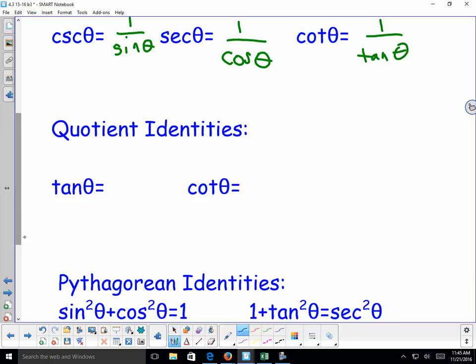You remember the tangent, if we're looking at the unit circle, the tangent is the y over the x. But since y is the sine and x is the cosine, that means we can write tangent as sine of theta over cosine of theta. And that's a quotient of two trig functions, right? So what about the cotangent then? Cotangent's going to be what?